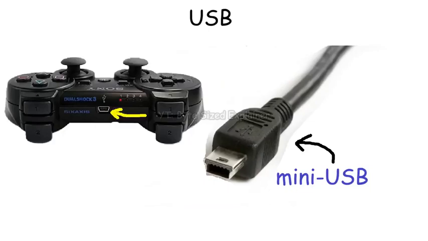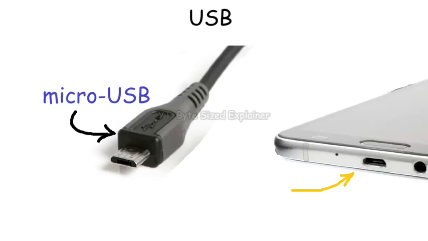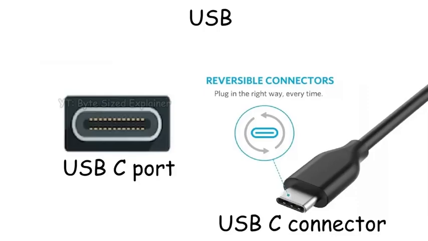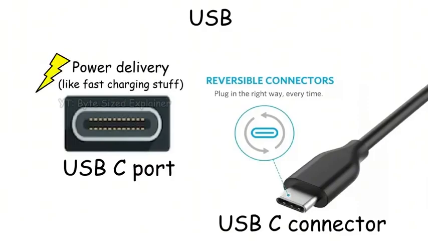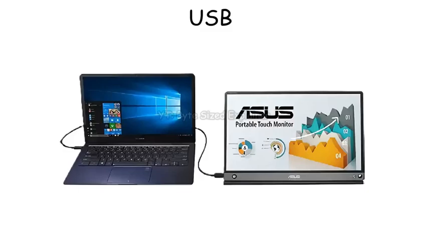Mini B was often used for peripherals like the PS3 controller, while micro B became the standard for charging phones before USB-C took over. And then we have USB Type C, the reversible connector that basically does everything USB-A can, but faster and with more power delivery. Even USB-C ports can carry video signals too, so you can connect external displays like touchscreen portable monitors to your laptop with just that one cable.